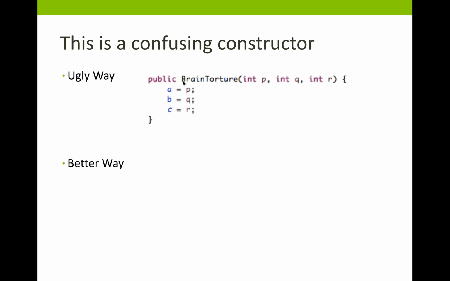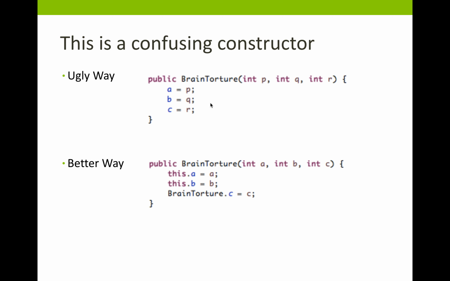All right, I have an ugly way to call this method. This is a constructor brain torture class. I can pass in P, Q, and R, and I have instance fields A, B, and C. I don't like it. Wouldn't it be nicer if I could just pass in A, B, C? Yes. Then I go this dot A, this dot B, and then C is actually my static field. It's a little easier if you were to see this in a full-on class. All right, this is a little bit confusing. I need to correct that.